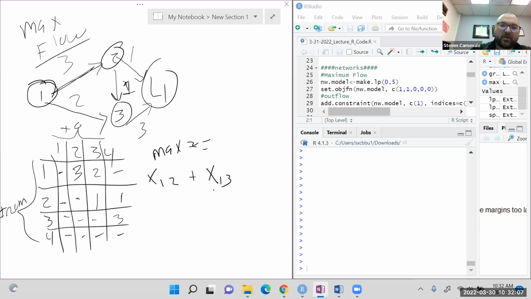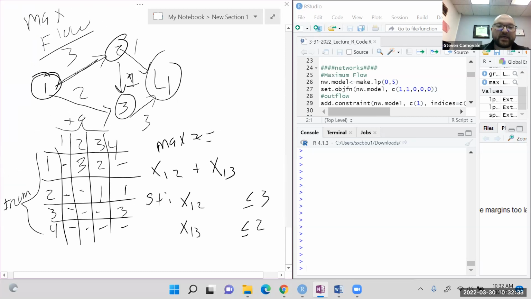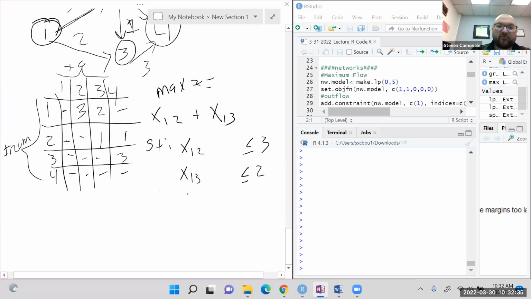So you'll see that. Now my constraints in the scenario, so I'm subject to the following: my capacity. So for the route x1,2, that has to be less than or equal to what? 3. Can't put more than 3. For x1,3, that has to be less than or equal to 2. What else do I have? What's the next flow? Next flow I have from 2 to 3. So for x2,3, that has to be less than or equal to 1.